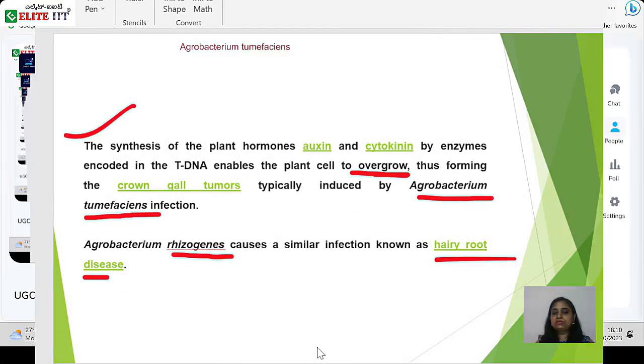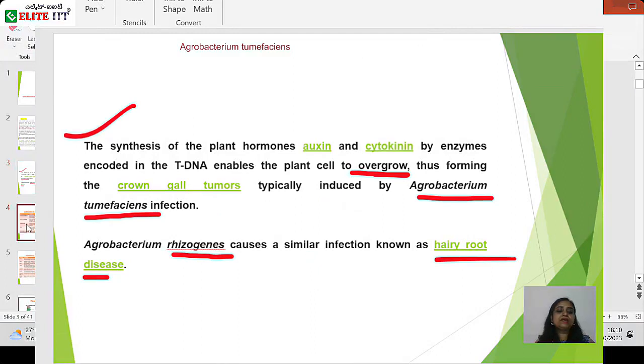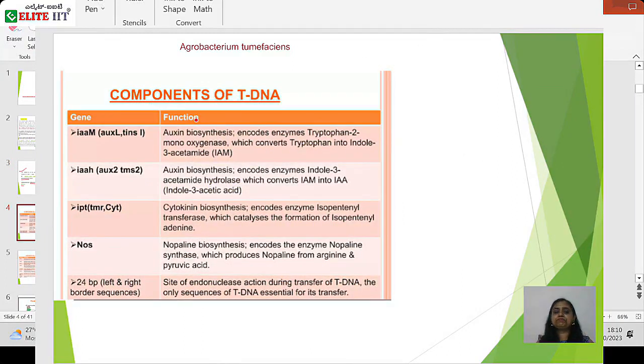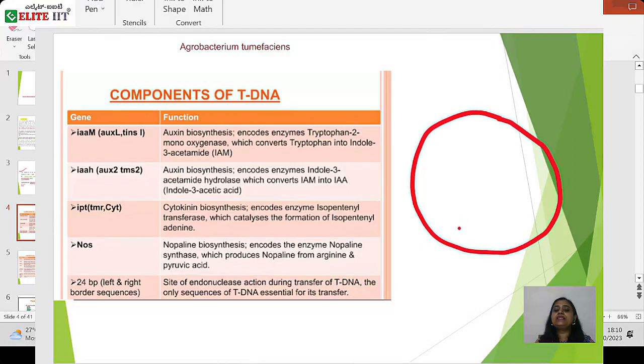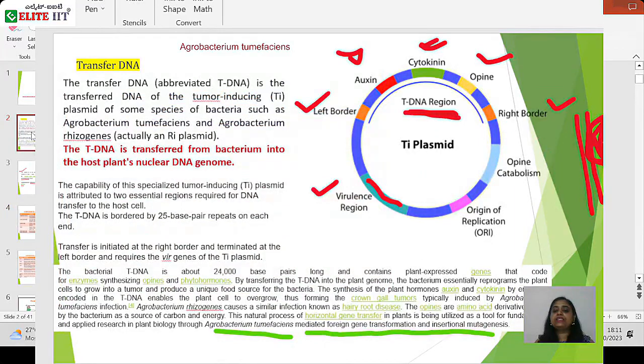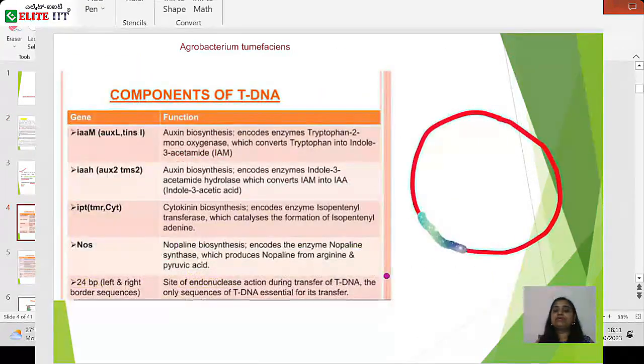But it's the same thing, the TI plasmid is present. Now, what are the different components of the tDNA? As I told you, if you consider this is the tDNA, first of all, what is present? This is the infection gene, the virulence gene, the vir gene. So this is the virulence region. I'm writing it just as V.